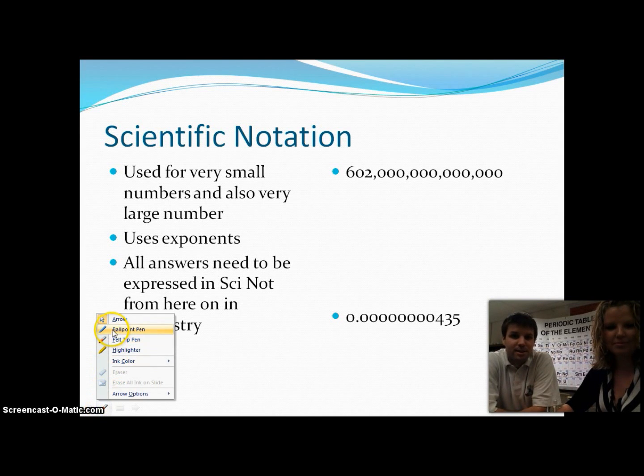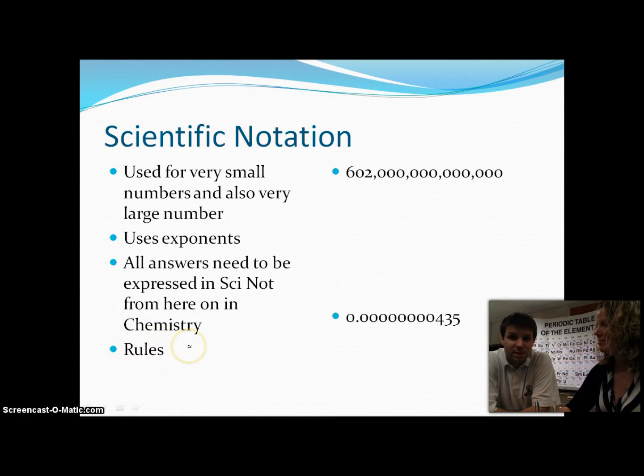Hello class, today we're going to be talking about significant figures and scientific notation. First off, let's talk a little bit about scientific notation. We use scientific notation for very small numbers and also very large numbers. I know my class found this out when we did our aluminum foil activity today, that we had some very small numbers, especially dealing with pico or mega.